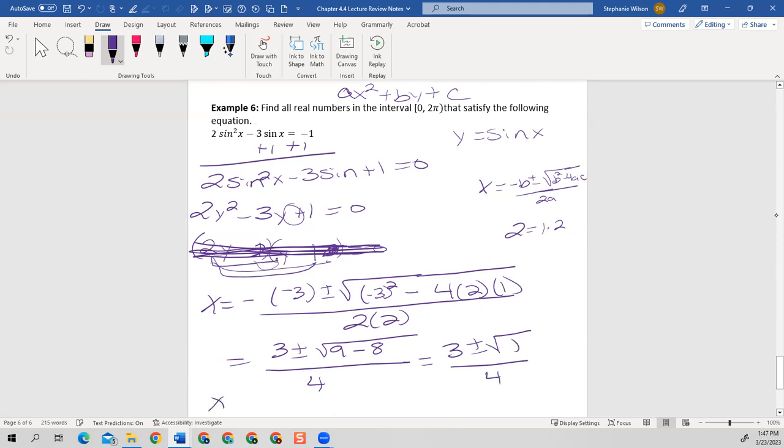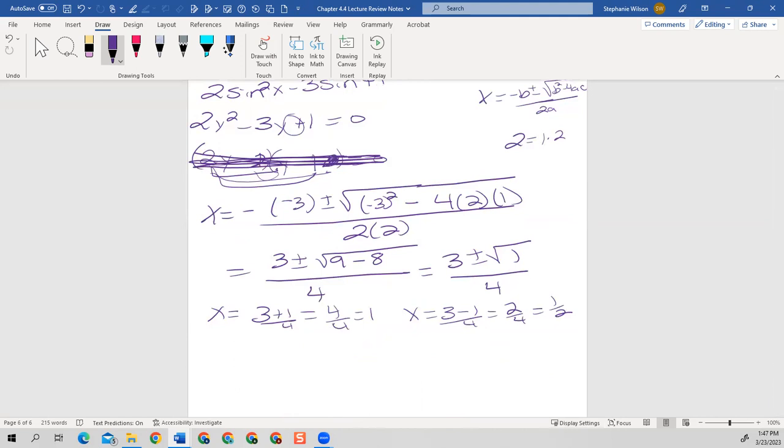So now I have 2 solutions. I have y equal to 3 plus 1 divided by 4, which gives me 4 over 4, which is equal to 1. And then I have y equal to 3 minus 1 over 4, which is 2 over 4, which is 1/2. All right. We're doing pretty good.